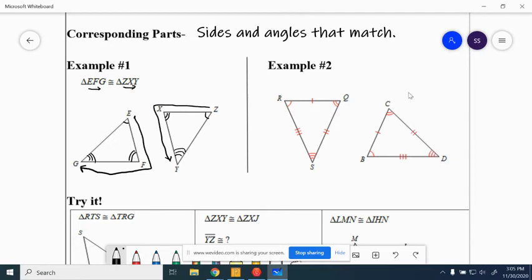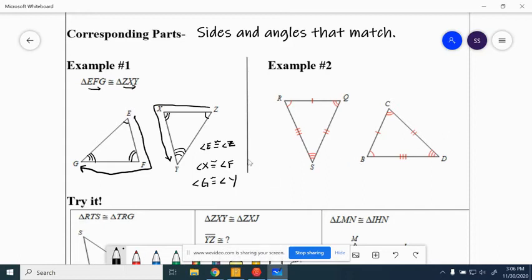So what do we know about that? We know that angle E will be congruent to angle Z, all right? Because they have the one arcs, right? And then the two arcs, angle X will be congruent to angle F. And last one, the three arcs, right? Angle G will be congruent with angle Y. Okay?